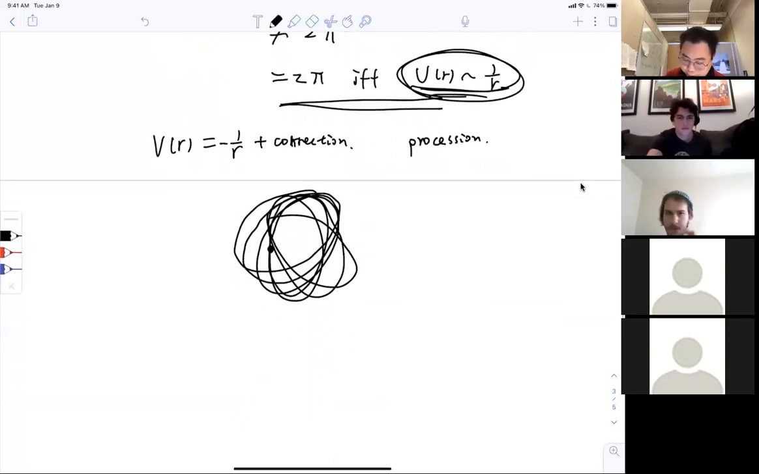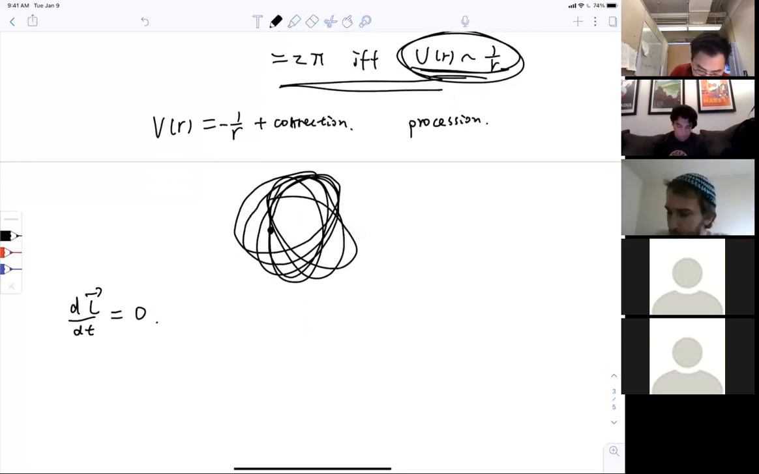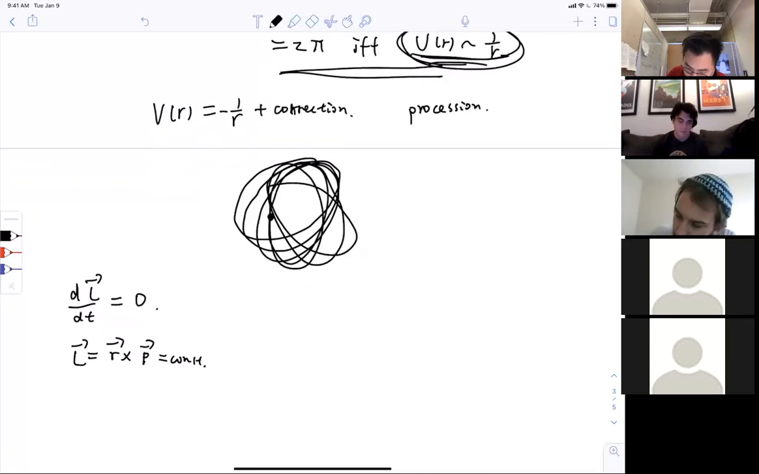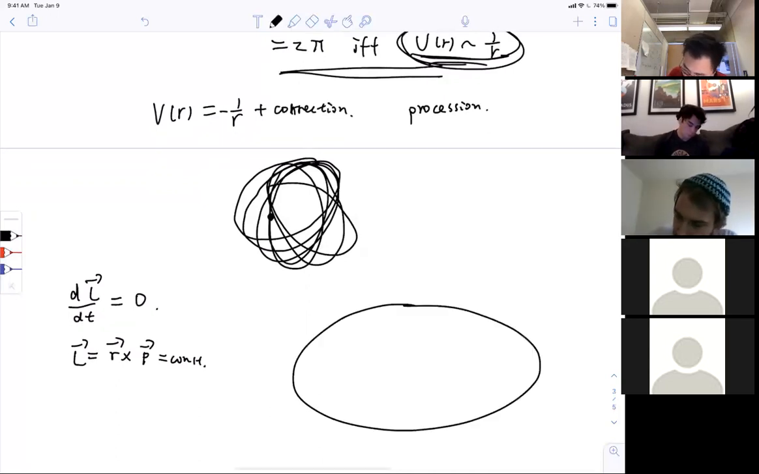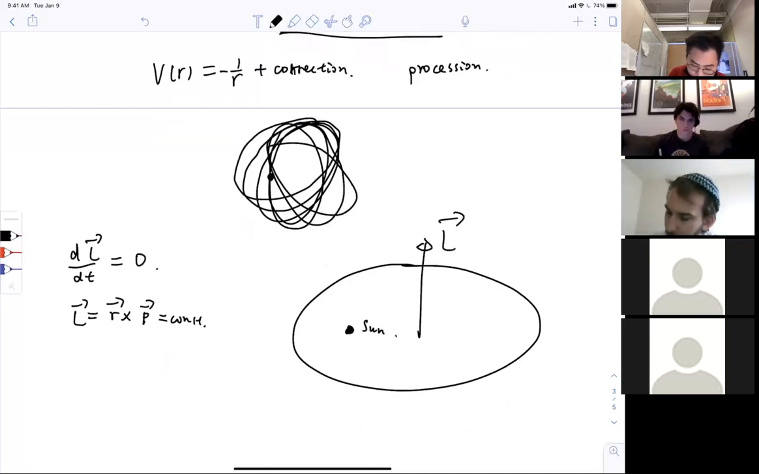To understand the reason, it's actually quite similar to the quantum case. Of course, first we know there's a conserved quantity, which is the angular momentum, right? Basically it means this is a constant. So let's draw this picture and imagine this is there. This orbit is perpendicular to this L, right? Because L is the cross product of R and P.